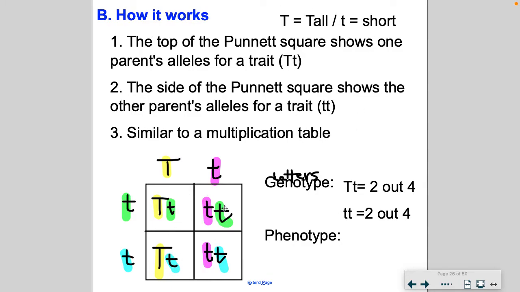So, do I have any tall organisms? In order to be tall, you have to have a capital T. Yep, you bet. This has got a big T, and this also has a big T. So I got 2 out of 4.